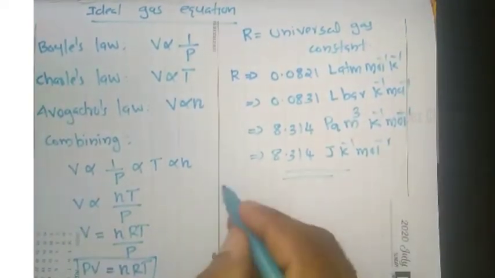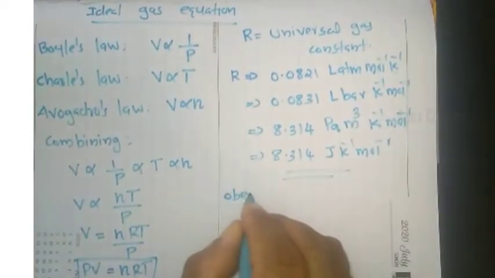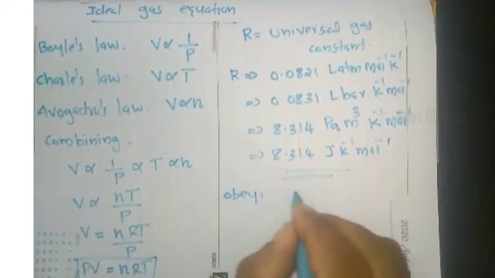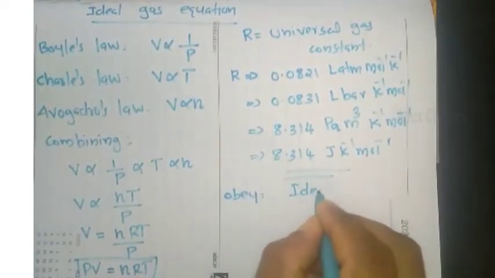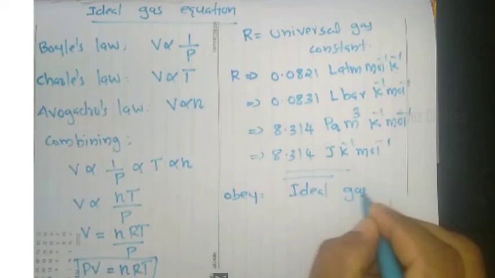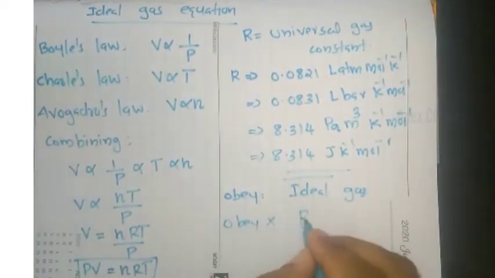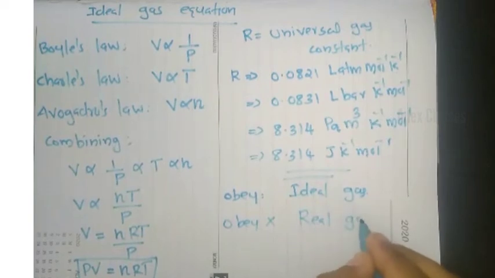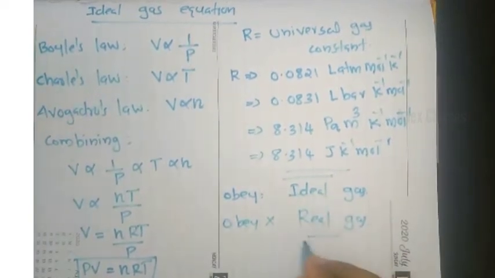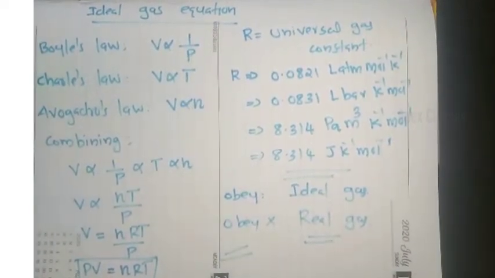Clear? Then the gas which obeys the ideal gas equation is called an ideal gas. A gas which does not obey the ideal gas equation is called a real gas. Real gas. Clear? This is something about gas laws. Thank you.